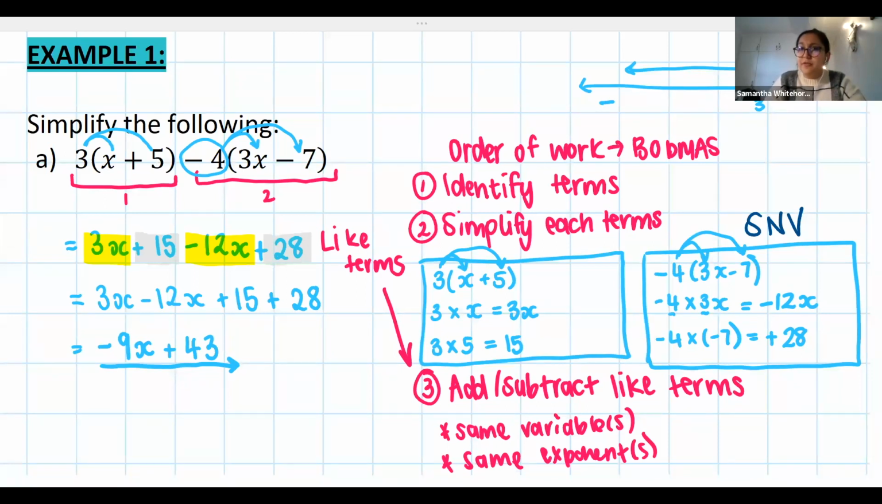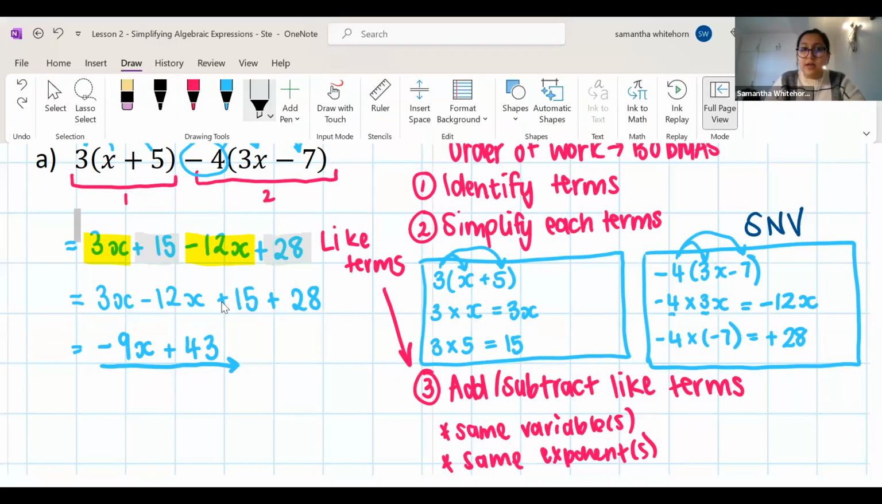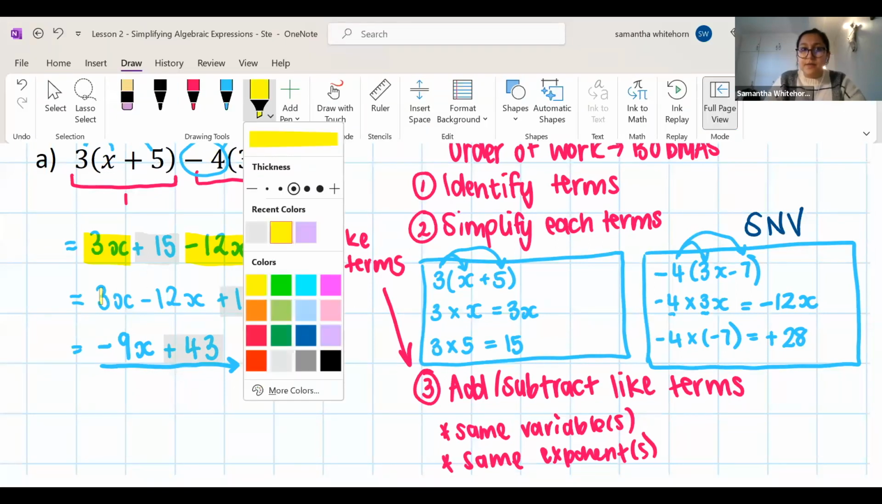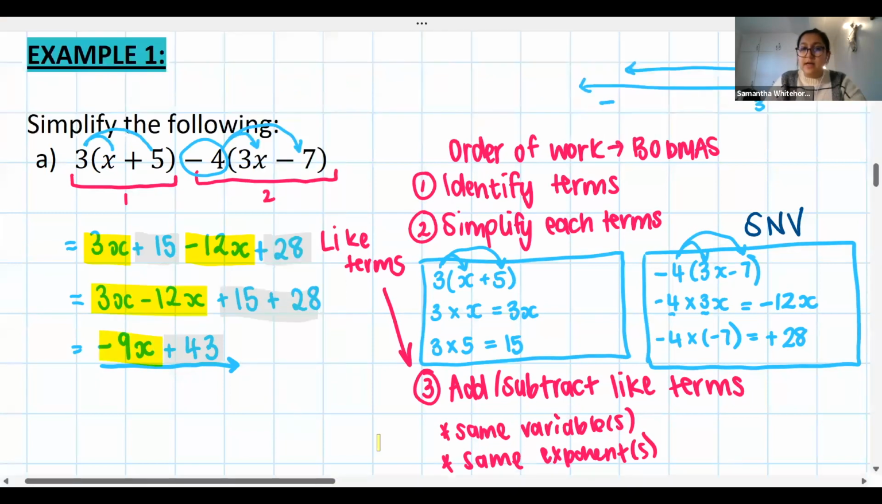Yes, Amungile, 15 and 28 are indeed like terms. I have added them together. So there they are. Added together, they get 43. Remember, I'm adding like terms. X is added together, 9x. That's exactly what we're doing. We're adding like terms.